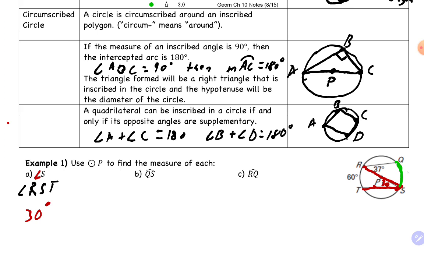So since 37 is half of whatever QS is, we just double 37, which is 74 degrees.